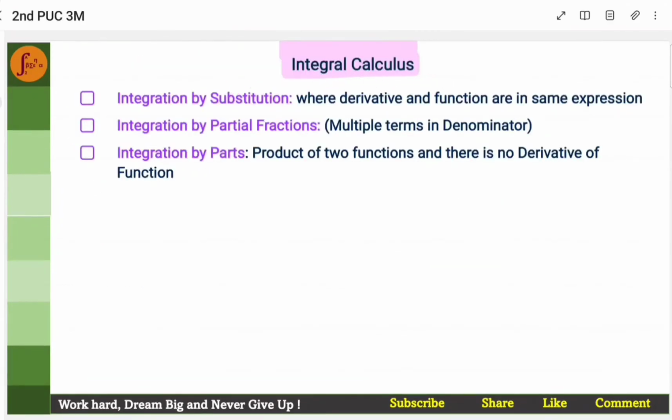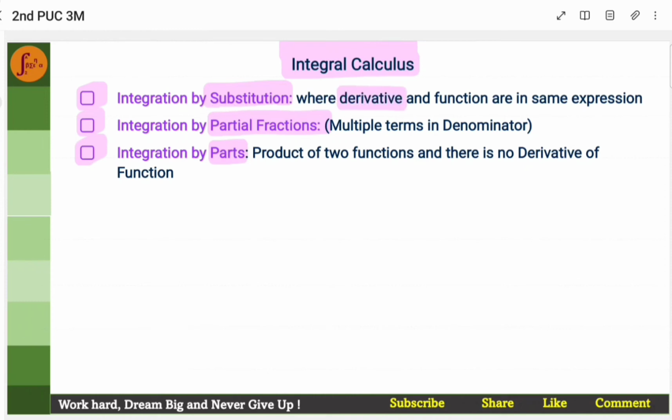So next topic is integral calculus. Now there are three different methods, right? Integration by substitution, integration by partial fractions, integration by parts. Now, how do you know when you have to apply what? I will create a separate video on how to figure out when you should apply these different methods. But for now, I'll touch upon it at a high level.